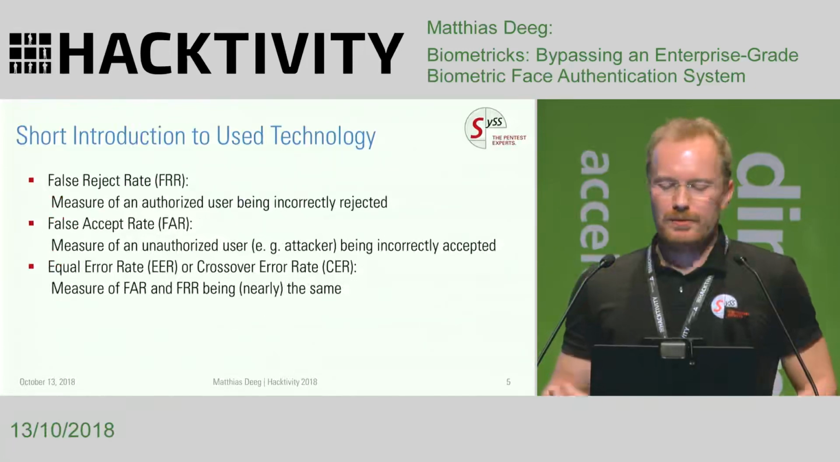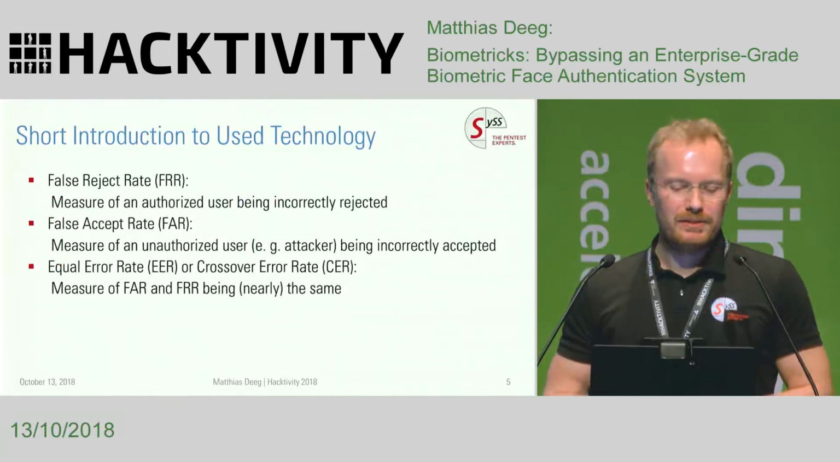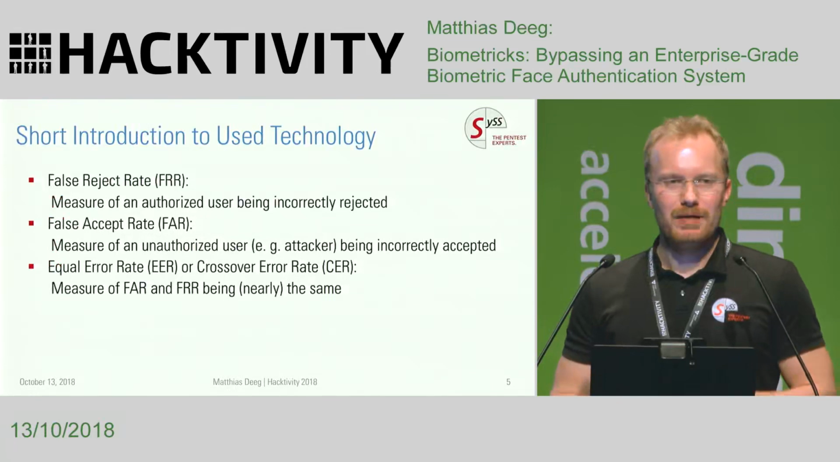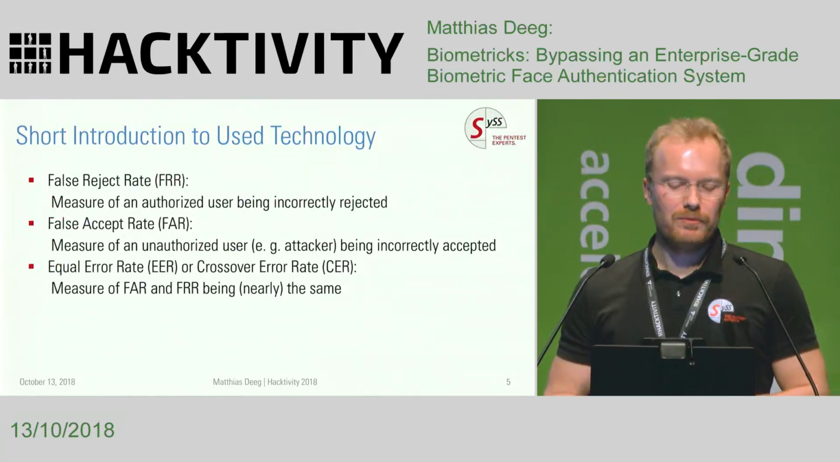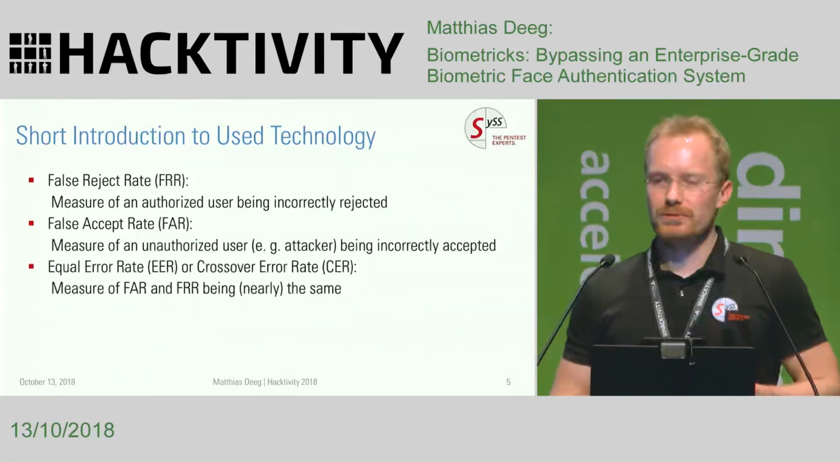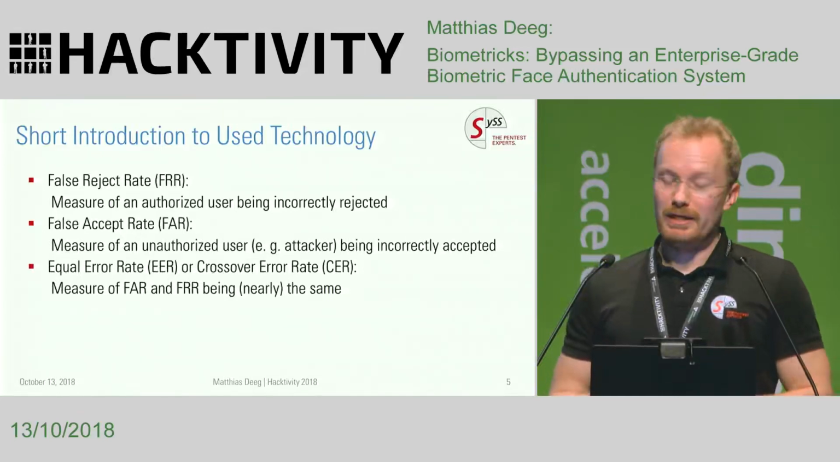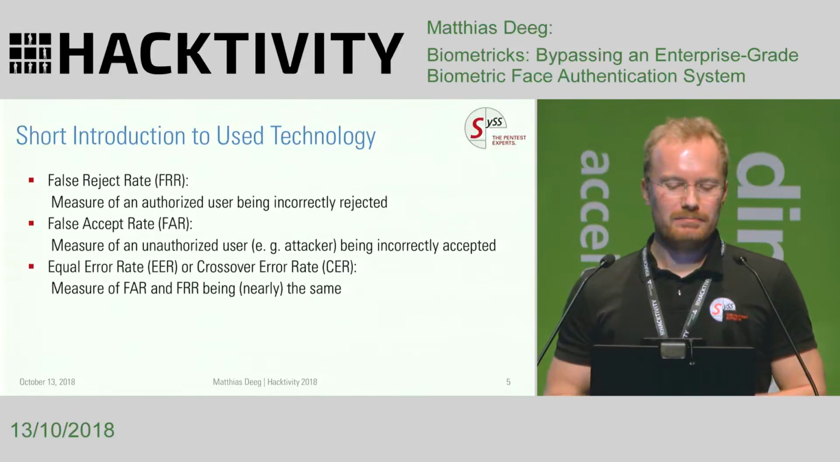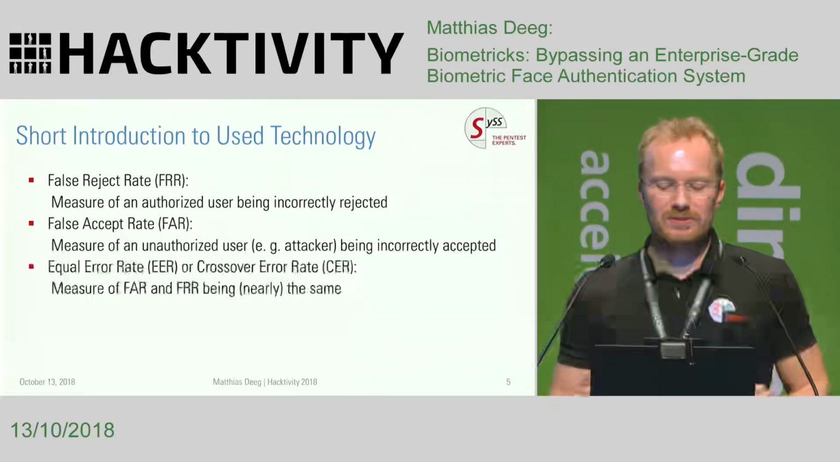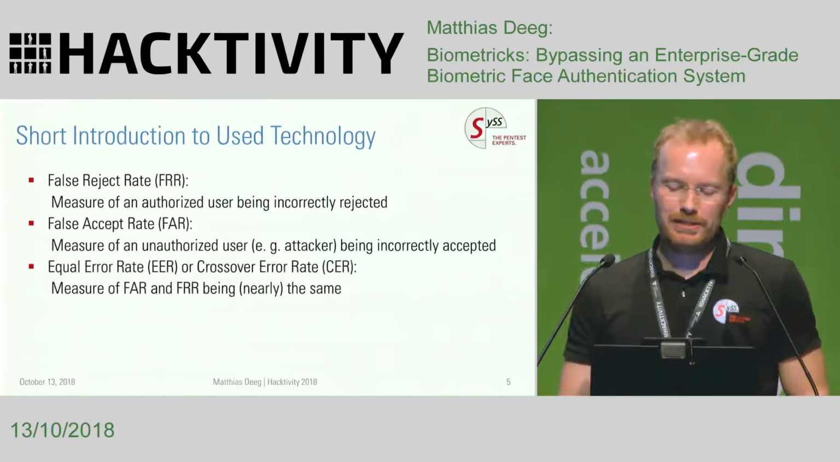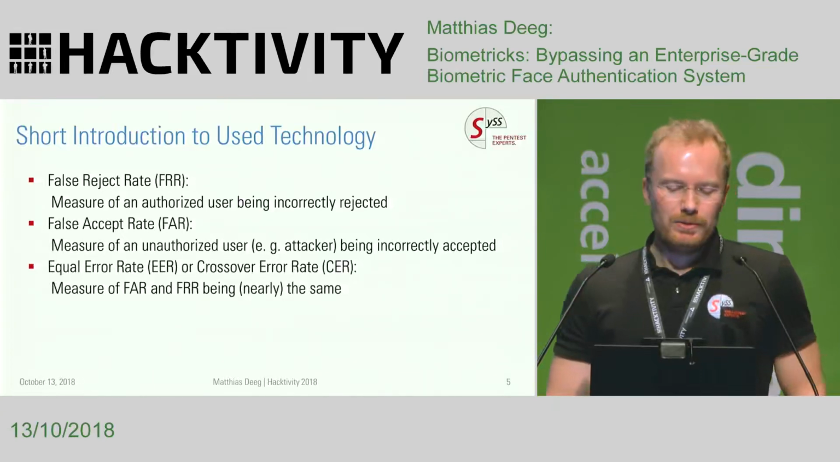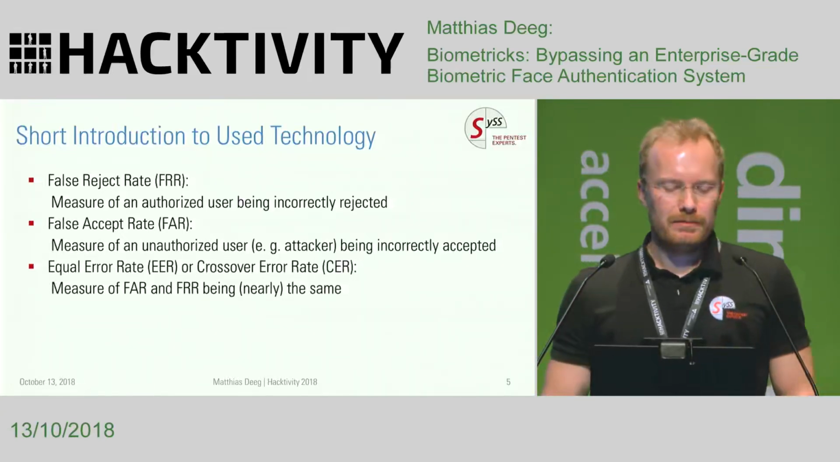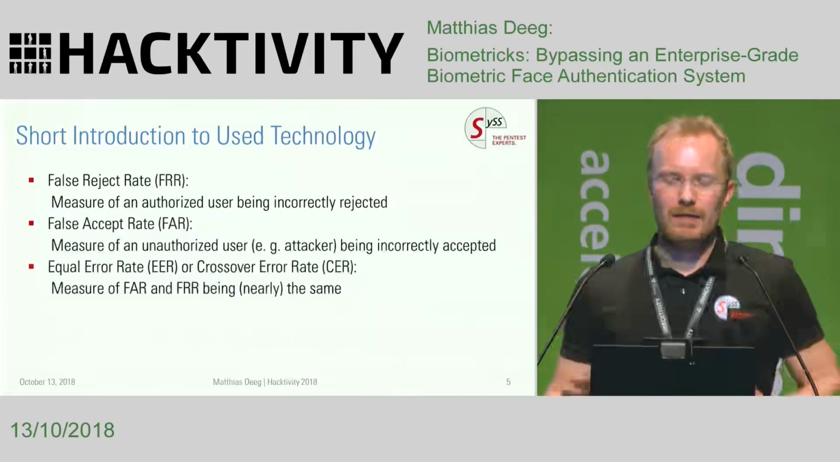Okay, so here are some simple definitions of the three important metrics I mentioned earlier. The false reject rate is a measure of an authorized user being incorrectly rejected. The false accept rate is a measure of an unauthorized user, for instance, an attacker, being incorrectly accepted. And the equal or crossover error rate is just a measure of these two values being the same or nearly the same.